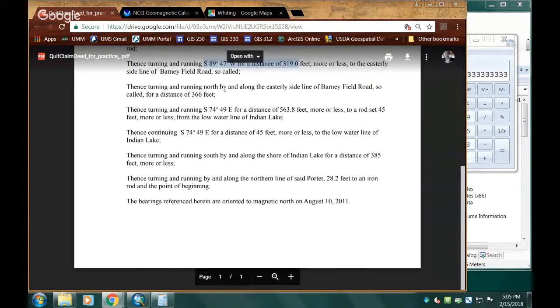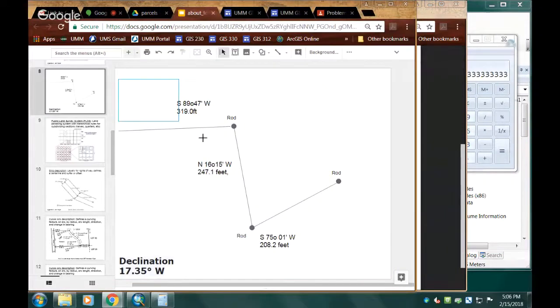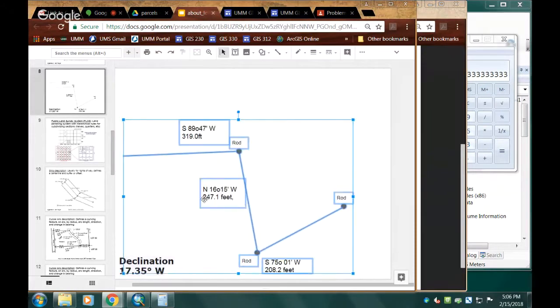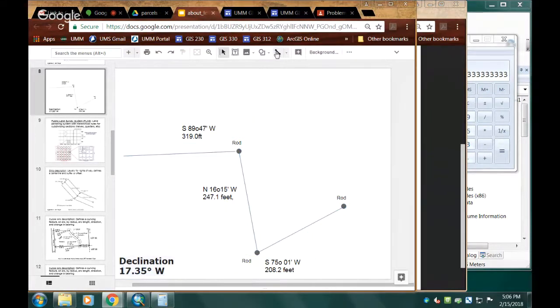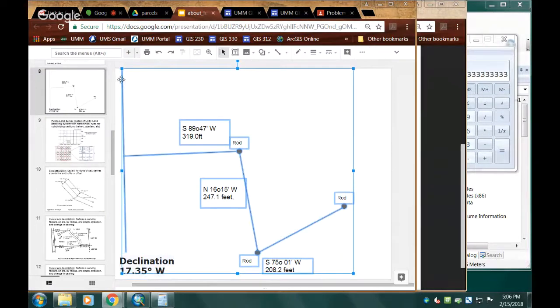Thence running north by and along the easterly side of Barney Field Road, so-called, for a distance of 366 feet. Okay, so now there's a road in my area here, and it's running along here. And my property goes along the road 366 feet.